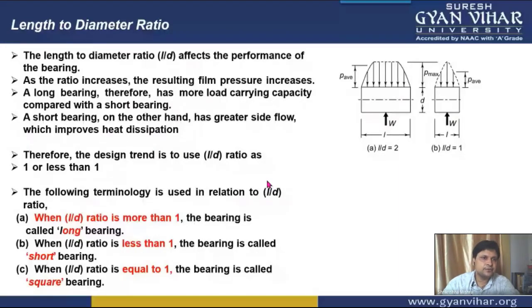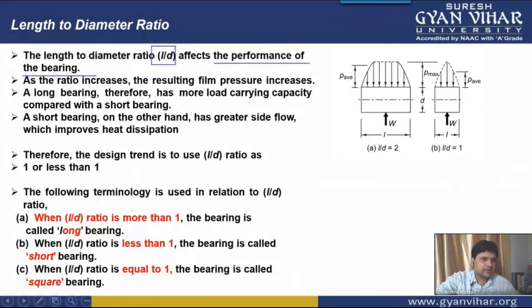First is length to diameter ratio. So what is length to diameter ratio? First of all, as I already told you, it is the ratio of the length of the bearing to the diameter of the bearing. And L by D, why is it important? Because it affects the performance of the bearing.